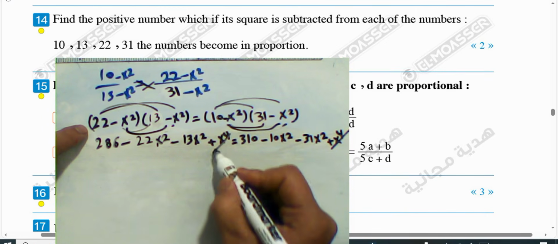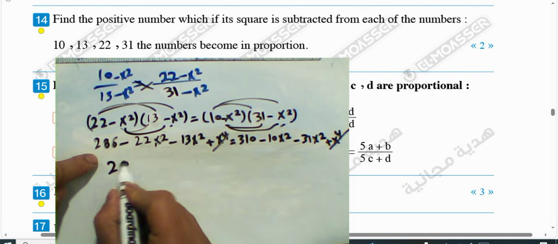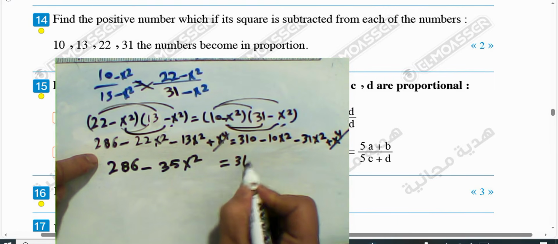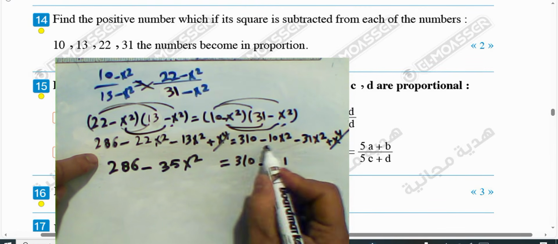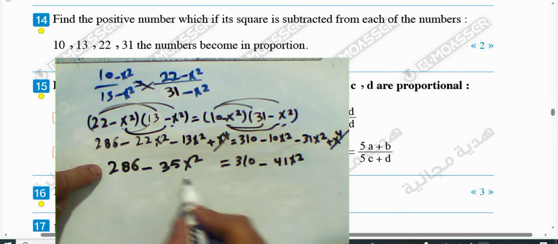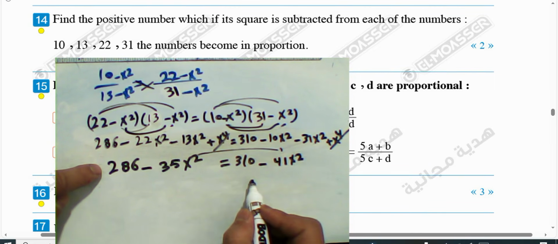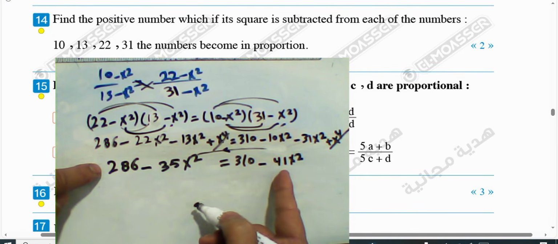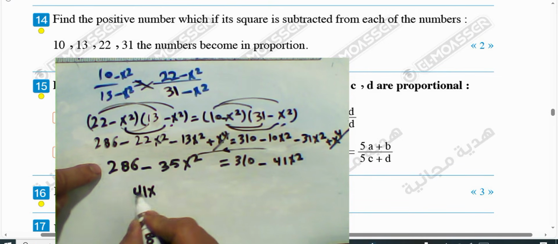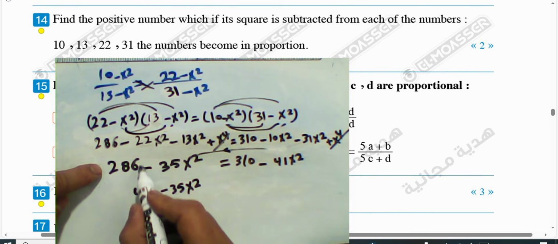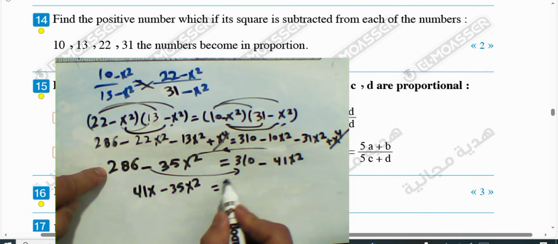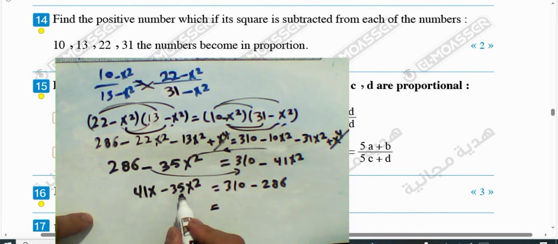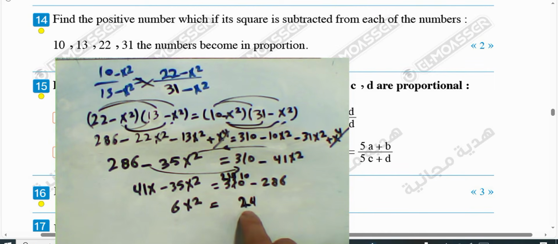Here you can cancel x to the power 4 with x to the power 4, and simplify. The constants we can collect together, and the x squared terms we can collect also. Then move terms by changing the sign, so we get positive 41x squared minus 35x squared, and then move the number here by changing the sign, equals 310 minus 286. Next step, 41 minus 35 equals 6, so 6x squared equals 24.